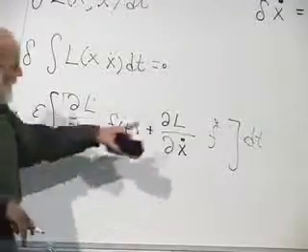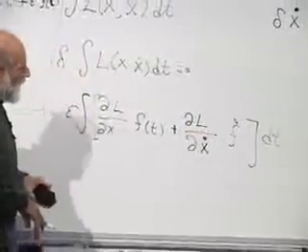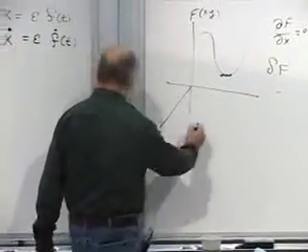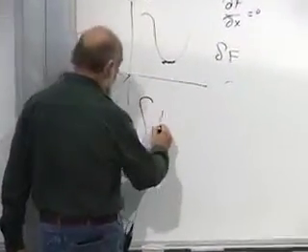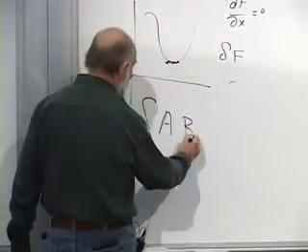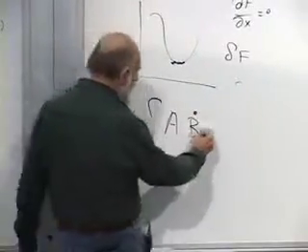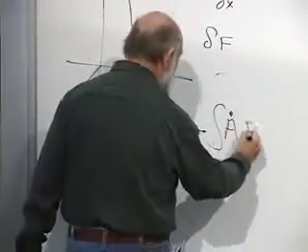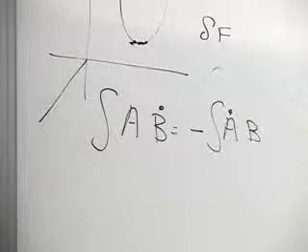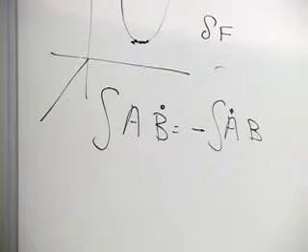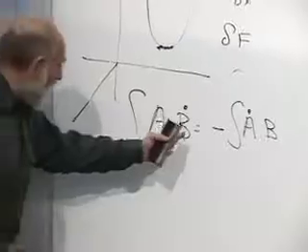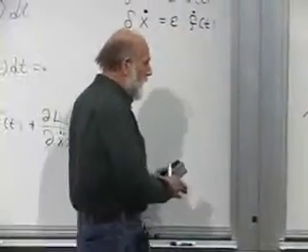Integration by parts. This over here, the f dot. What we're using is that if you have an integral of the form of the product of two functions, a times b dot, that's equal to minus the integral of a dot times b, as long as you don't vary the endpoints. As long as things are frozen at the endpoints, then there's no contribution from the boundary in the integration by parts. And so it's very easy.